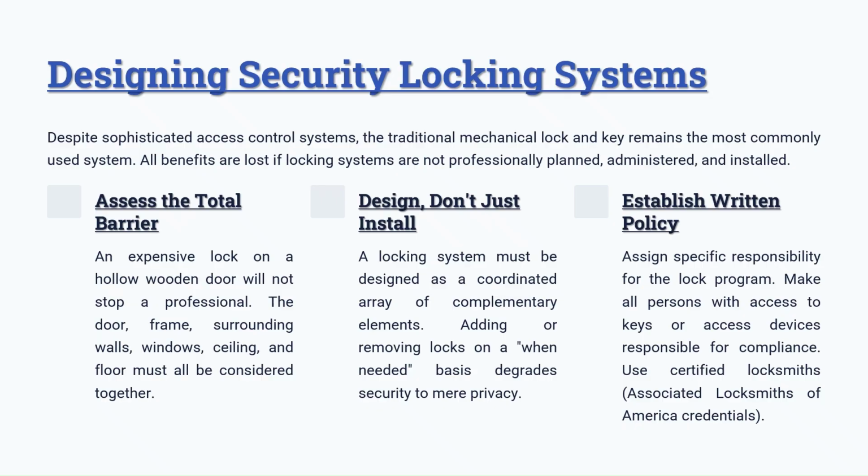Designing an effective locking system requires a holistic approach. It is not enough to focus on the lock alone. The entire barrier must be assessed, including doors, frames, walls, and surrounding structures. Security must be designed into the system from the beginning, rather than added as an afterthought. Clear policies must define who has access, how keys are controlled, and how systems are maintained. Even the best hardware can fail if procedures are weak. The key takeaway is this: effective locking systems combine strong design, proper installation, and disciplined management.